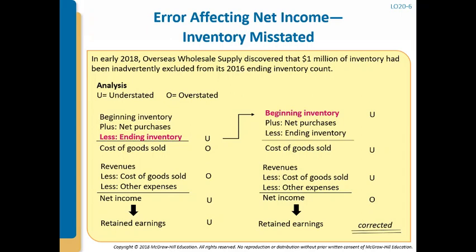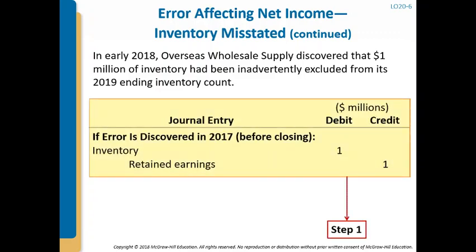So, bottom line is that while net income and retained earnings in 2016 were understated, the amount of net income has essentially caught up by being overstated in the following year. The error has corrected itself. So nothing needs to be done if found in 2018. It corrected itself.